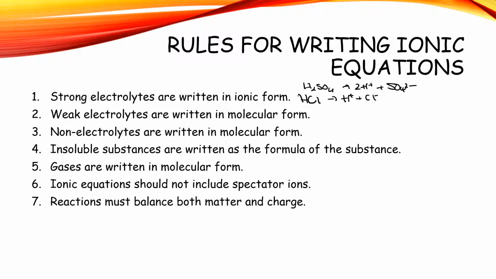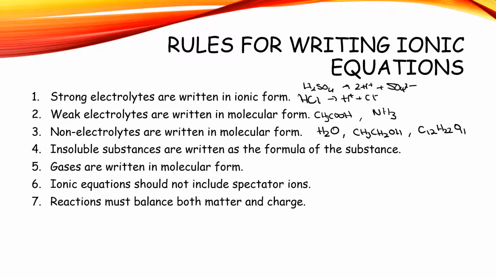Now, weak electrolytes are written in molecular form. So if you've got something like a weak acid, such as ethanoic acid, it stays as ethanoic acid. Ammonia is a weak electrolyte, so it stays as ammonia. Non-electrolytes are written in molecular form. Water is a non-electrolyte, or a very weak one, and stays as water. So is alcohol, a non-electrolyte, so it stays in molecular form. So is sugar. It's a non-electrolyte, doesn't conduct electricity, so stays in molecular form.